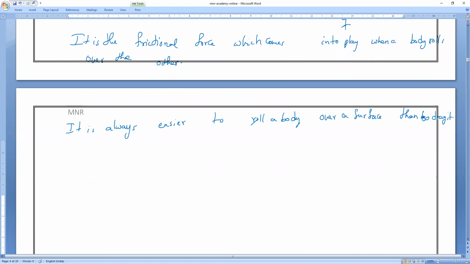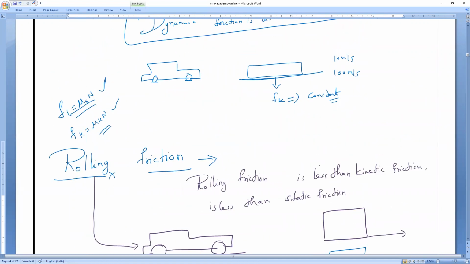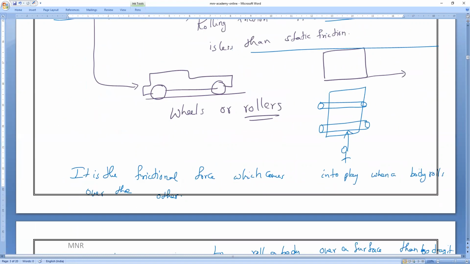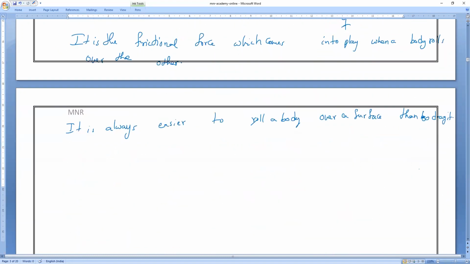So we all know rolling friction is always less than kinetic friction and less than static friction also. So whenever you're talking about rolling friction, it is easier to roll a body over a surface than to drag it. Clear? Yes, sir. So this rolling friction depends on two things.